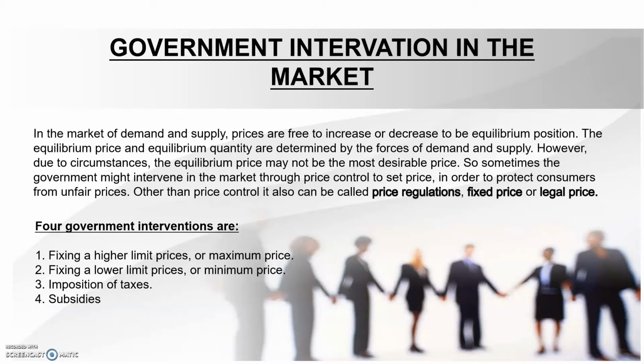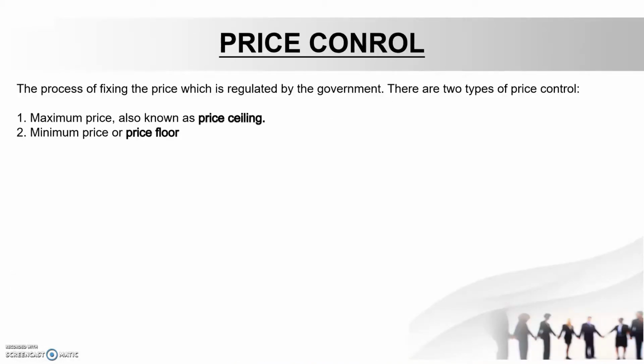Government intervention in the market. It is done in order to protect consumers from unfair prices. Four government interventions are maximum price, minimum price, imposition of tax and subsidies. Price control is the process of fixing the price, which is regulated by the government. There are two types of price control, maximum price and minimum price.